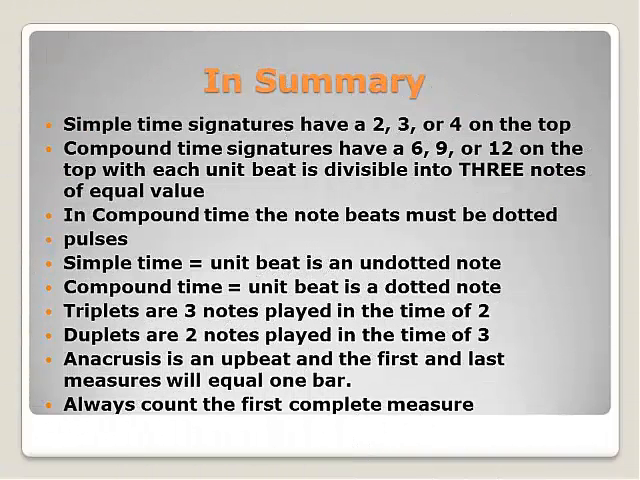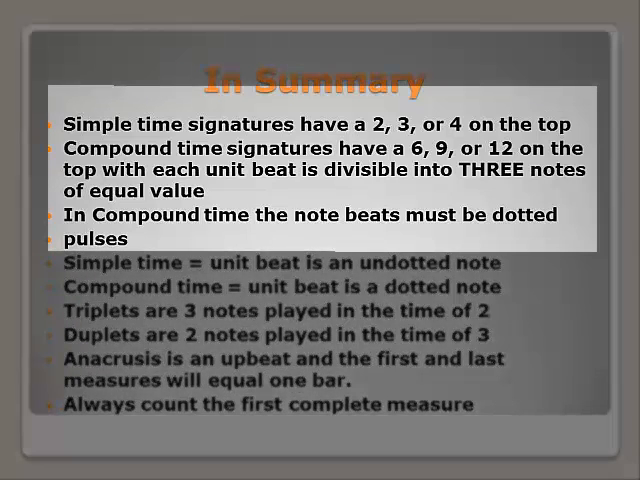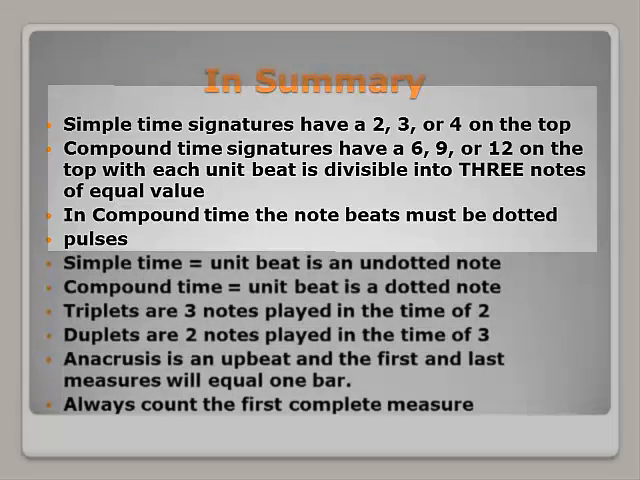This is a review of what we've covered in this module. All simple time signatures have 2 or 3 or 4 on the top, while compound time signatures have 6, 9, or 12 on the top. In compound time, each unit beat is divisible into 3 notes of equal value. In compound time, the unit beat must be a dotted note.